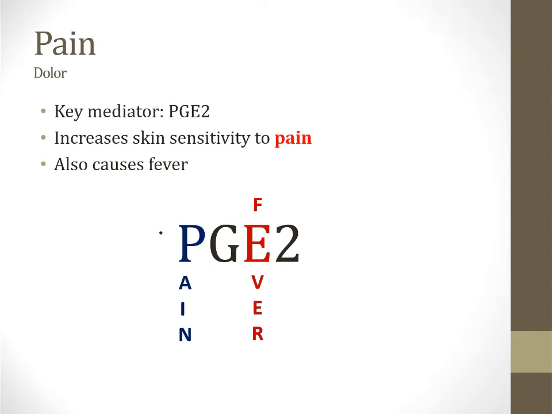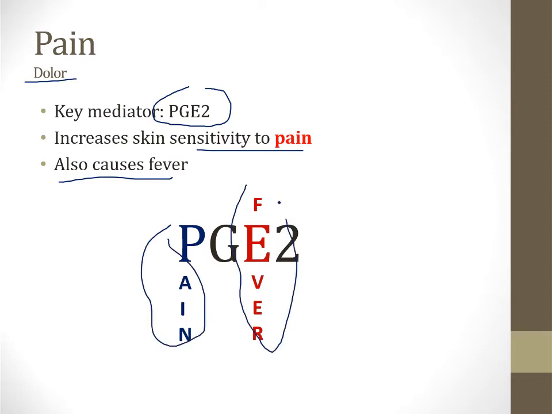Moving on, let's talk about our next cardinal feature of inflammation, and that is dolor or pain. The most important mediator to remember as regards to pain is prostaglandin E2. This is produced in the setting of inflammation and it increases the skin sensitivity to pain. It also causes fever, which we'll talk about in a minute. And an easy way to remember this is that pain and fever are both in the name of PGE2. Pain is right here and fever is right here.